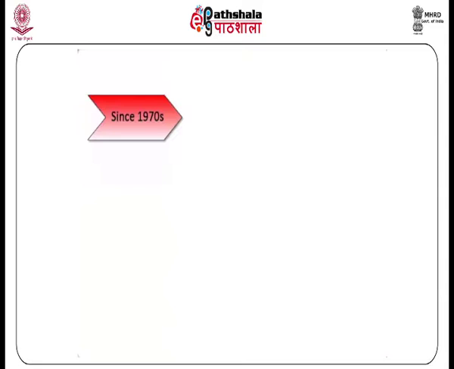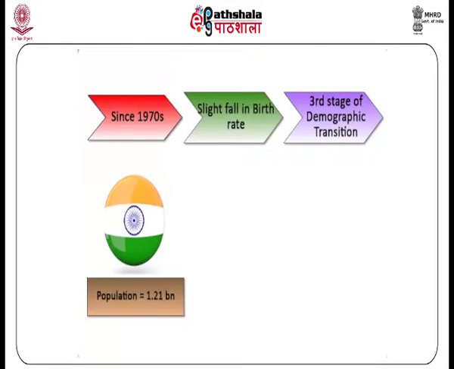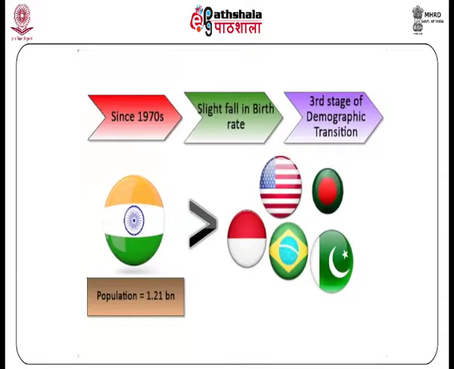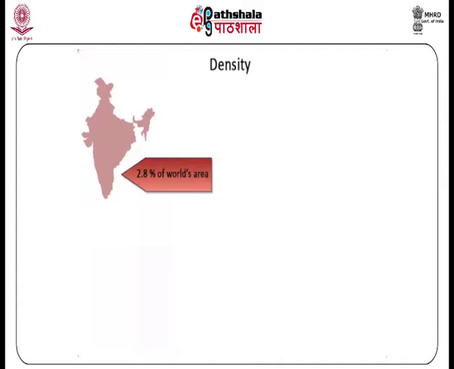Since the 1970s, a slight fall has been observed in India's birth rate, heralding the third stage of demographic transition. Nevertheless, India's population is now 1.21 billion, bigger than the combined population of the US, Indonesia, Brazil, Pakistan, and Bangladesh. Density. India occupies 2.8% of the world's land area and supports over 17.5% of the world's population.